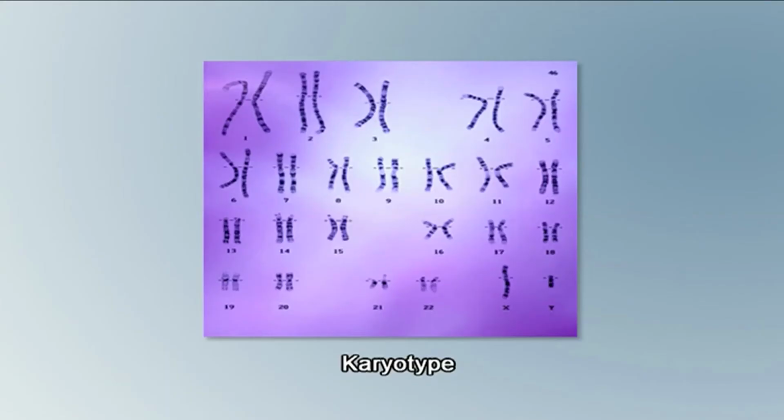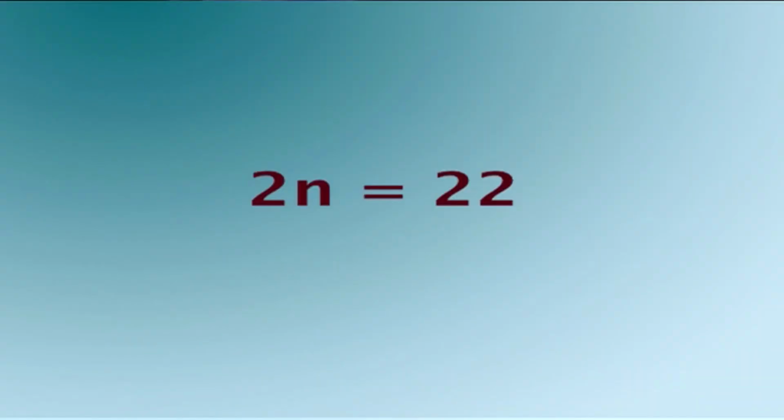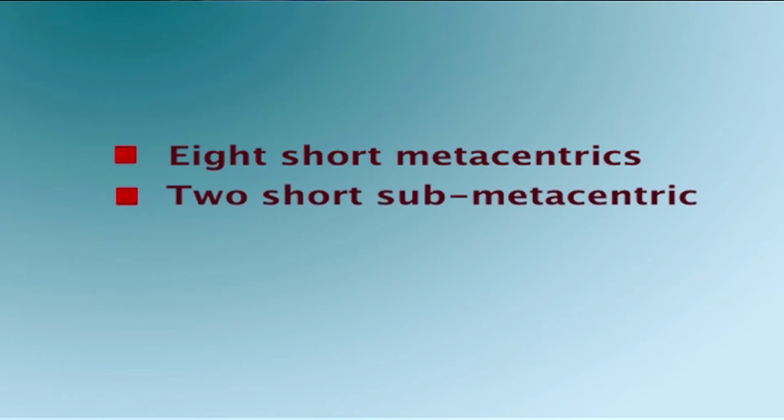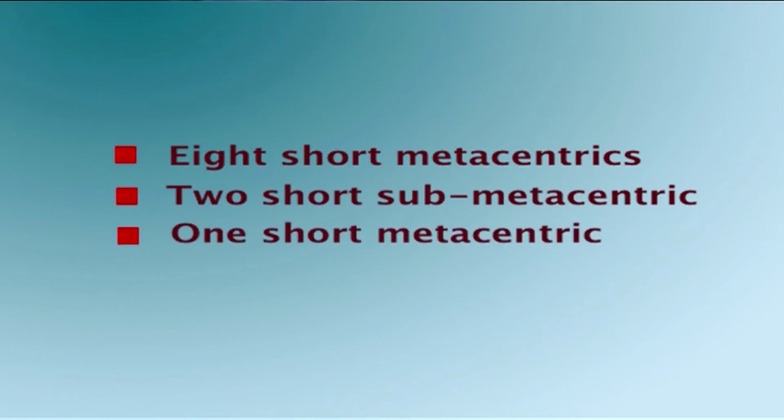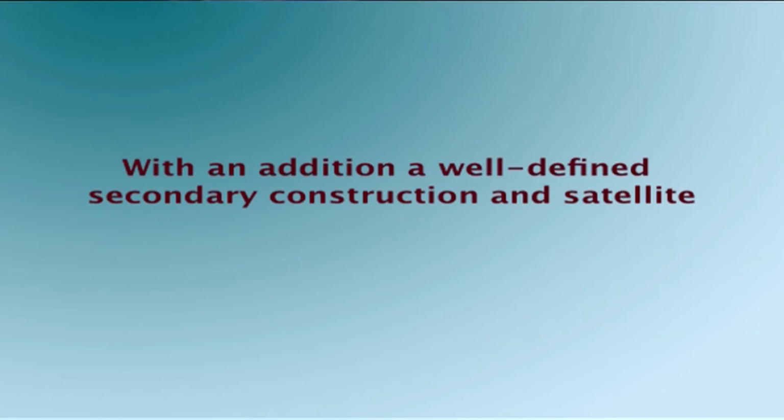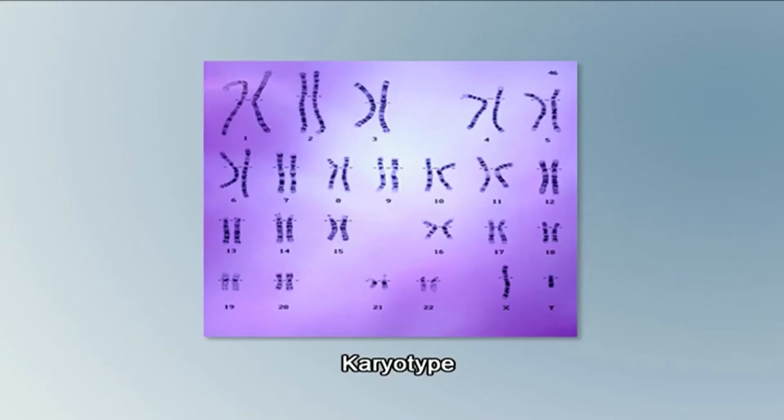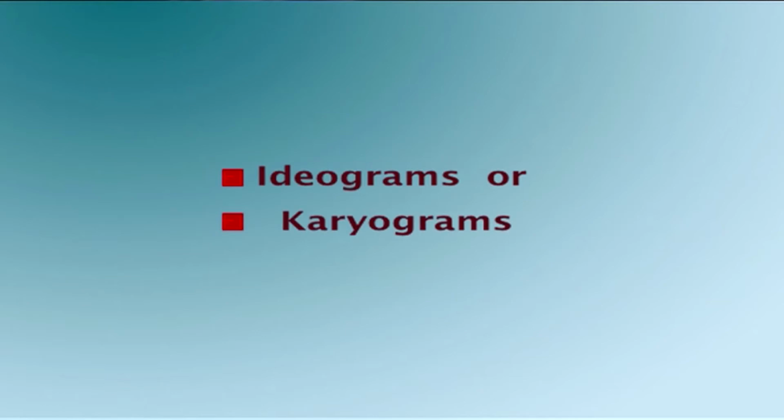For example, the karyotype of Calystegia, 2n = 22, consists of 8 short metacentrics, 2 short submetacentrics and 1 short metacentric with, in addition, a well-defined secondary constriction and satellite. For more accurate purposes, arm ratios can be used. Karyotypes are usually calculated from the means of a substantial number of observations and often they are represented diagrammatically as ideograms or karyograms.